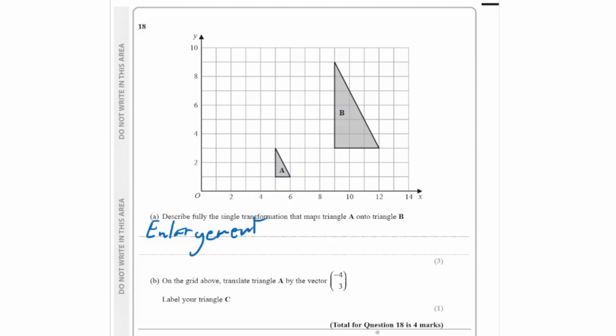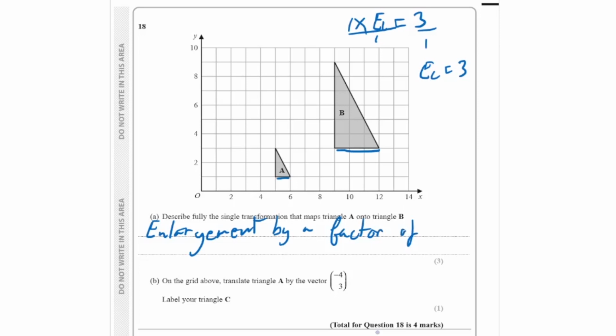We can actually look at the base of A, which is 1 unit, and the base of B, which is 3 units. So that means that 1 times enlargement is equal to 3. We divide both sides by 1. So that means the enlargement is simply equal to 3, a factor of 3, in fact. Enlargement by a factor of 3.